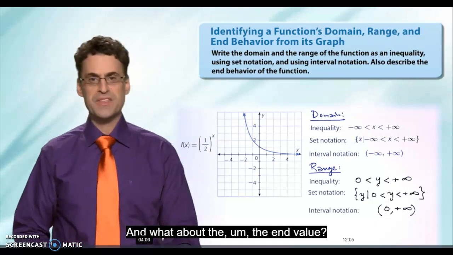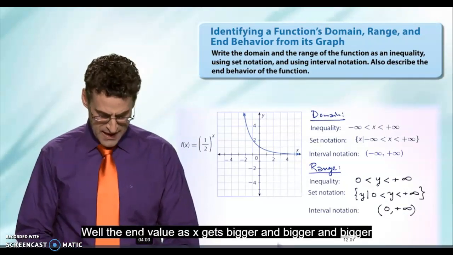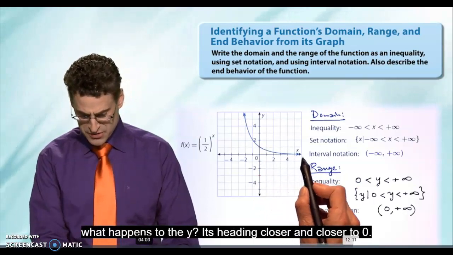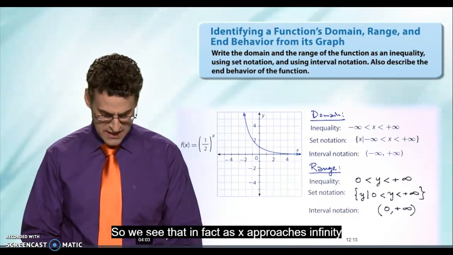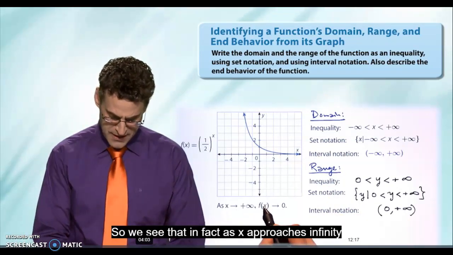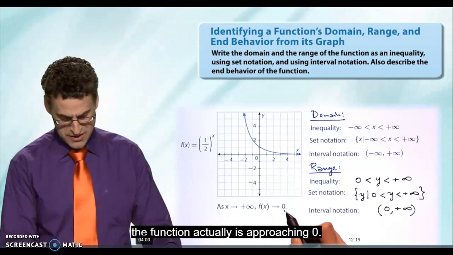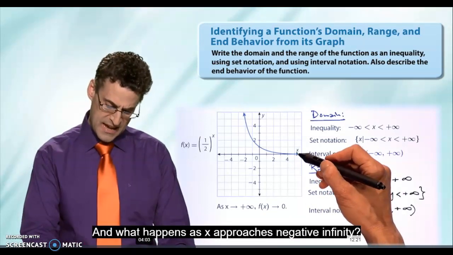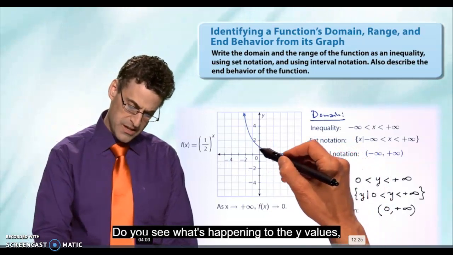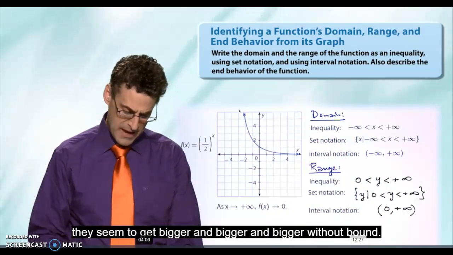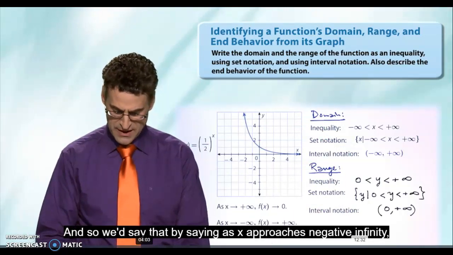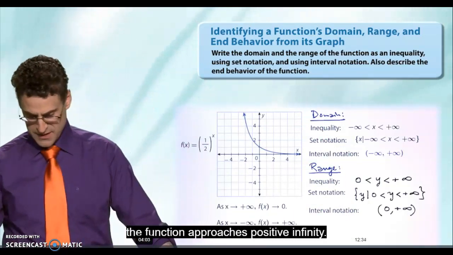And what about the end behavior? Well, as x gets bigger and bigger and bigger, what happens to the y? It's heading closer and closer to 0. So we see that, in fact, as x approaches infinity, the function is approaching 0. And what happens as x approaches negative infinity? You see what's happening to the y values? They seem to be getting bigger and bigger and bigger without bound. And so we'd say that by saying, as x approaches negative infinity, the function approaches positive infinity.